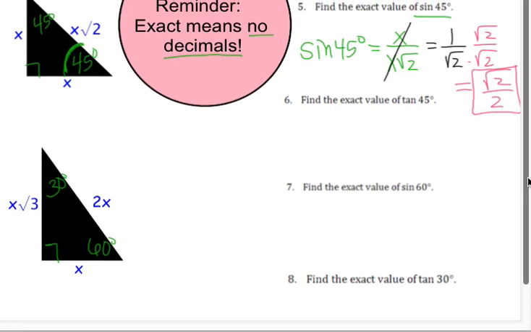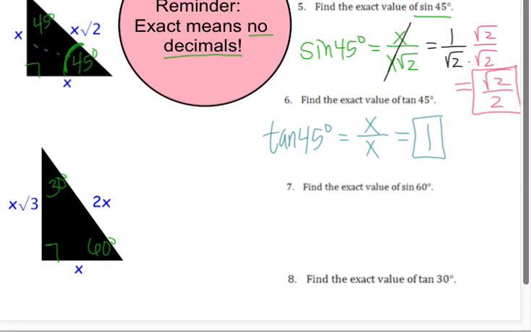Example 6 says find the exact value of tangent of 45. Once again, looking at that top triangle, I'm going to keep using the angle I was using before. Tangent's opposite over adjacent. So my opposite is x, my adjacent is x, so x over x is the same as a 1. So tangent of 45 is 1.